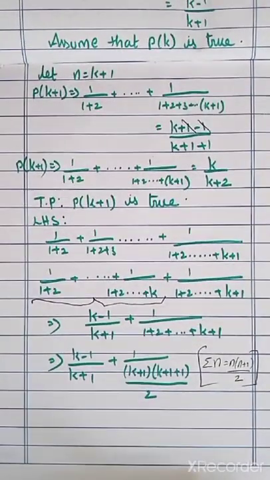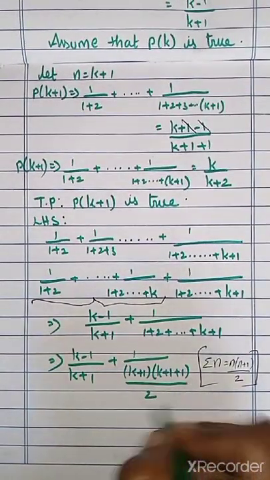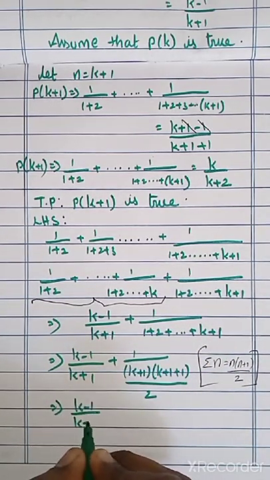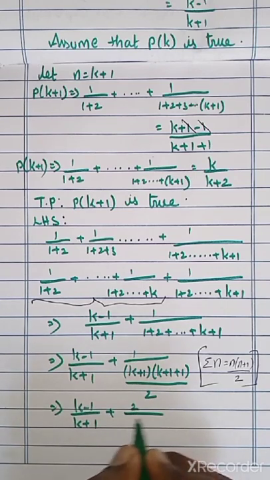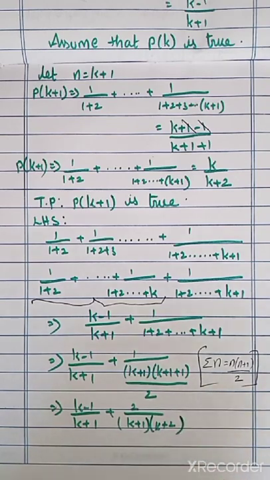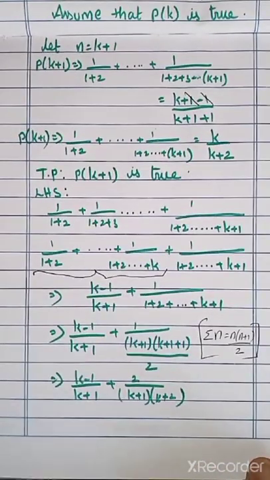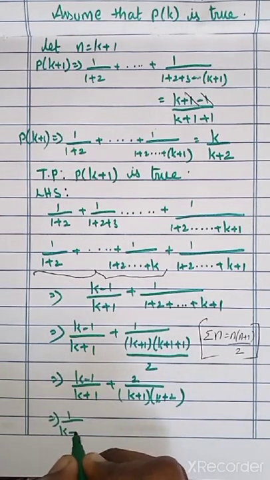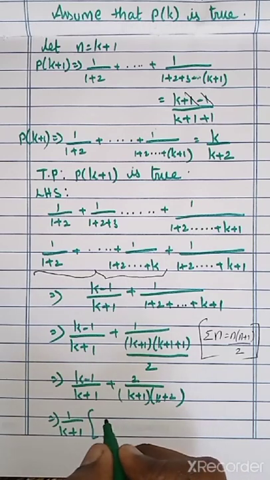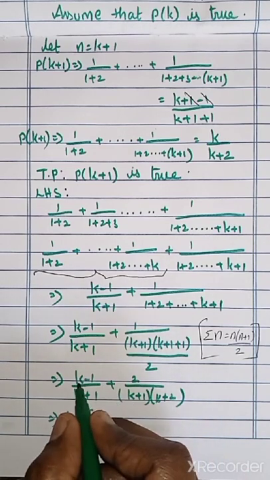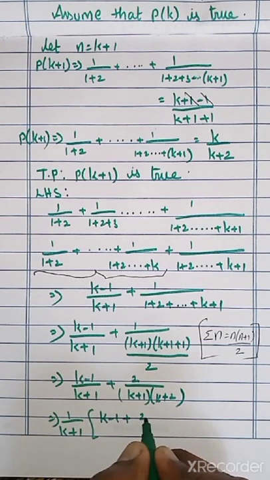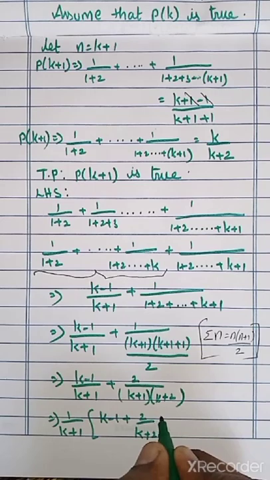Okay, now taking 2 to the numerator, so you will get k minus 1 by k plus 1 plus 2 by k plus 1 into k plus 2. Now taking common term, which term we can take common? K plus 1 we can take common. So 1 by k plus 1 if we take common, we will get k minus 1 plus 2 by k plus 2, correct?